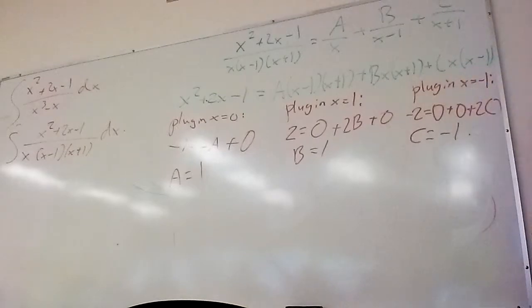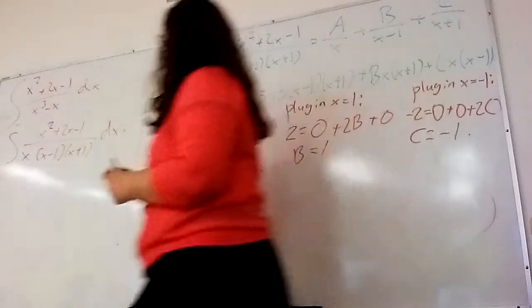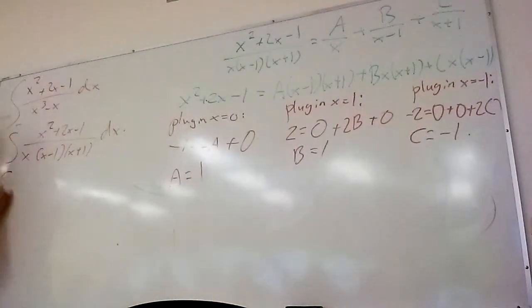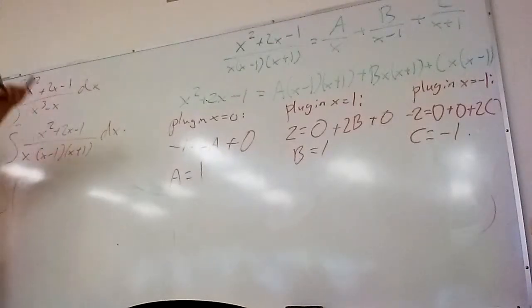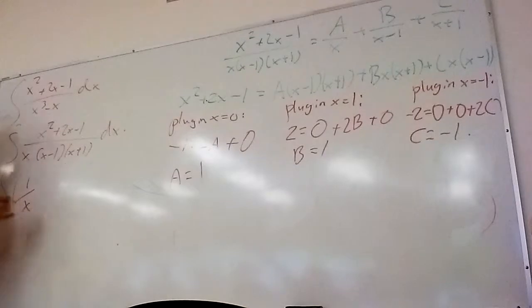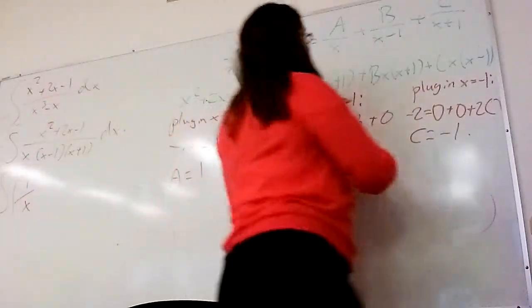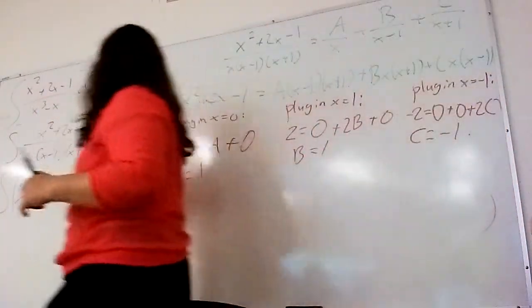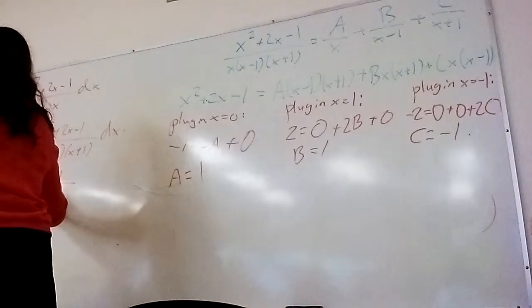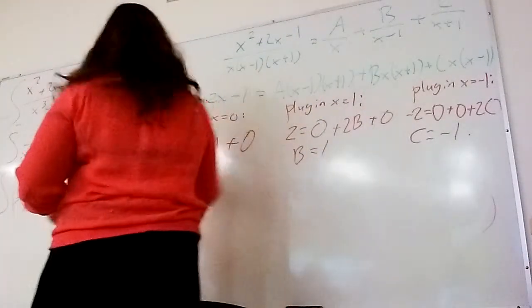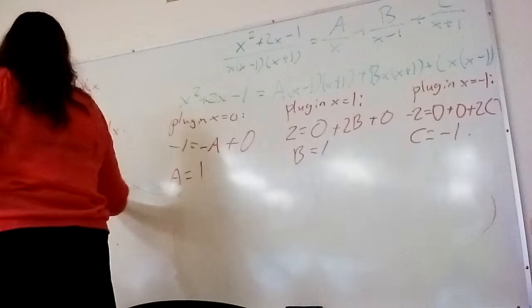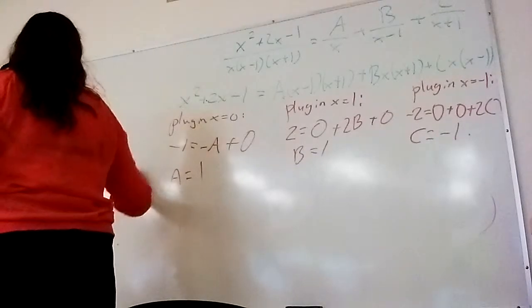So we found what a, b, and c are, which means we now know how this thing inside the integral splits up. A is 1, so there's a 1 over x. B is 1, so there's a 1 over x minus 1. C is negative 1, so it's a negative 1 over x plus 1.